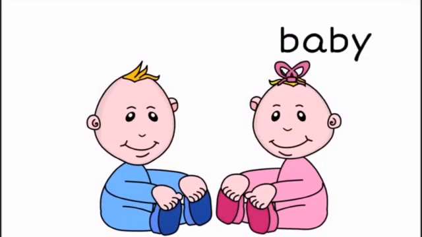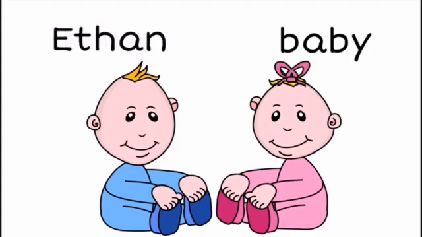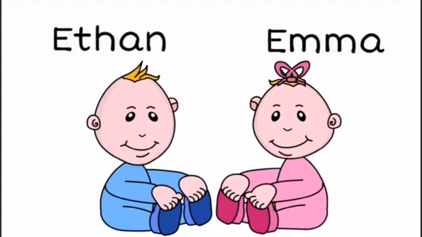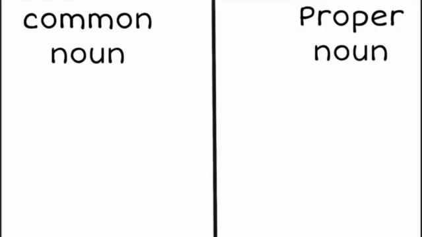This is a baby, and this is a baby, but these babies have proper names. If I say that this baby is named Ethan, and this baby is named Emma, those are the proper nouns that name each specific baby. Proper nouns are special. We show that they are special by always using capital letters for proper nouns. Let's look at some more examples of common and proper nouns.